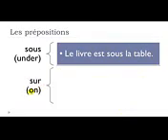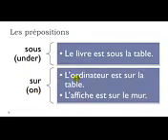Sur means on. Okay, and then we've got two examples here. L'ordinateur est sur la table. So l'ordinateur, the computer, est, is, sur, on, la table, the table. The computer is on the table.